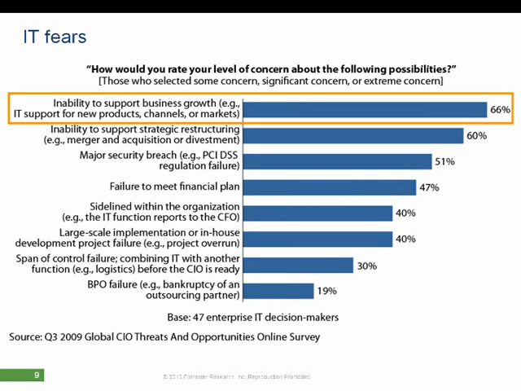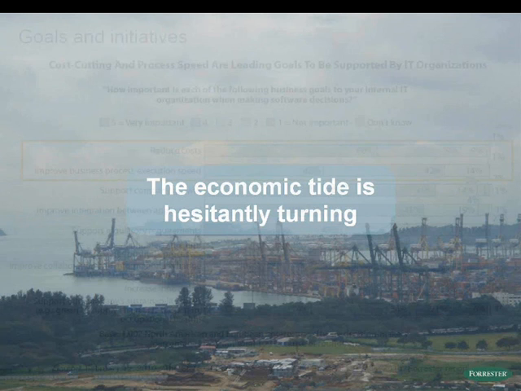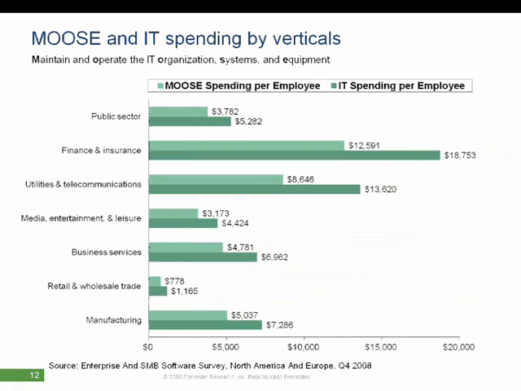Now, the next slide goes back to the point I already indicated, the MOOSE and the IT spending by verticals. As I said, maintaining and operating the IT organization systems and equipment is what MOOSE stands for. This shows you the MOOSE of the vertical organizations which we track inside Forrester, and you can see the MOOSE spending per employee, which is the light green, and the dark green is the IT spending per employee. So a significant amount of budgets are going to the ongoing operational environment, and very little is actually put in place to make sure that we attract and retain customers and grow our revenue. And that's the point I made earlier with regards to the shift.